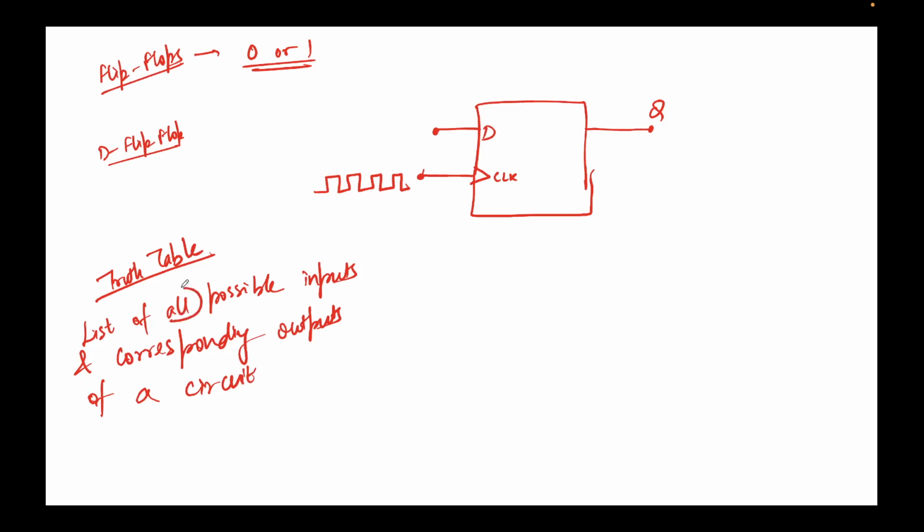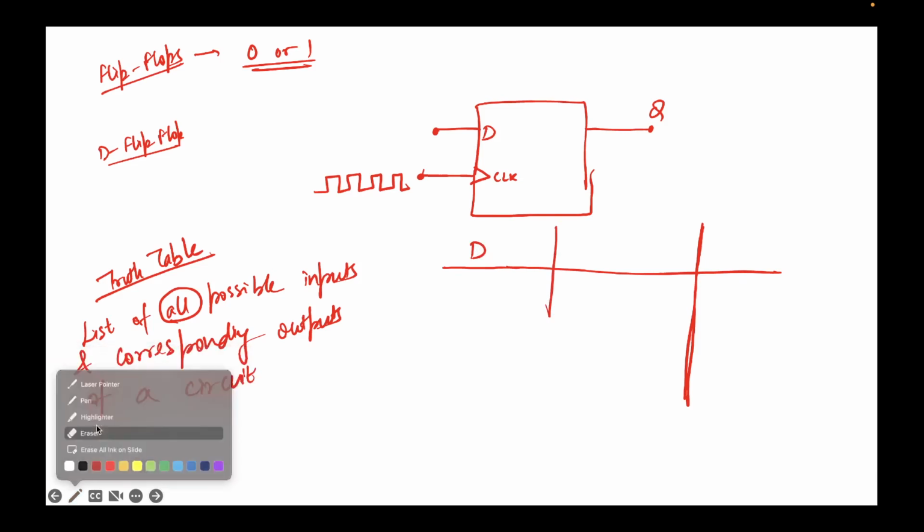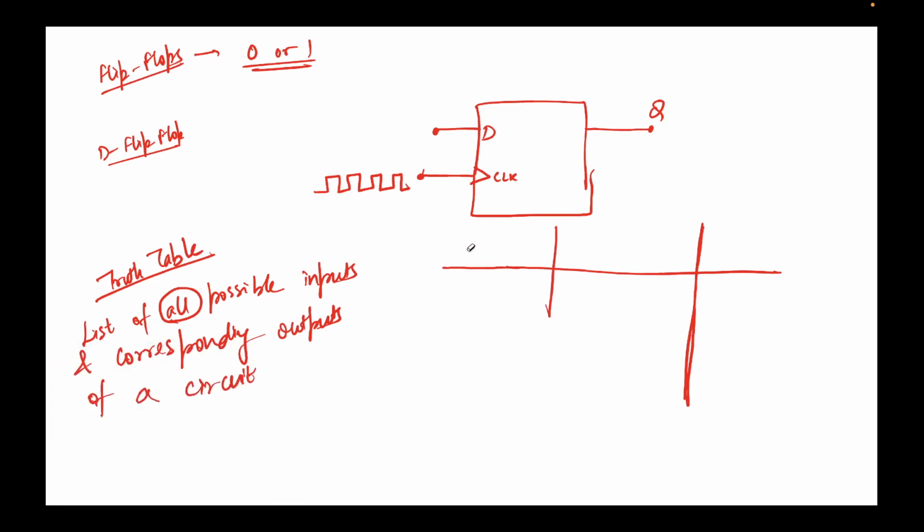Note, all this means you have to list every possible combination. So I'll draw this double vertical line and write all the possible input combinations that are there. There are two inputs I can see. One is D, and the other is clock. I'll write clock on this side, clock and D.